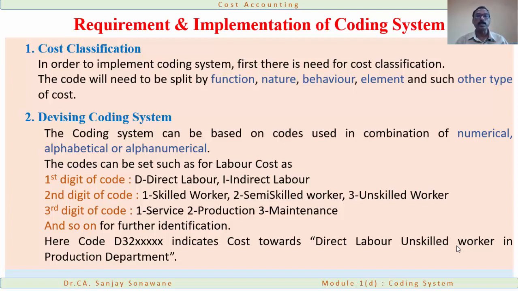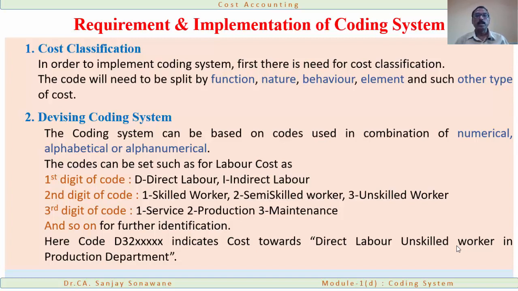Now, here let us take a concrete example. Code D32, and let us say a few more codes are there. What will it indicate? The first letter is D. First letter D means this is a direct labor. The second digit is 3. Now what is 3? 1 is skilled worker, 2 is semi-skilled worker, 3 is unskilled worker. So this is an unskilled worker. So direct labor who is an unskilled worker. Now the third digit is 2. What is 2 here? Production department.